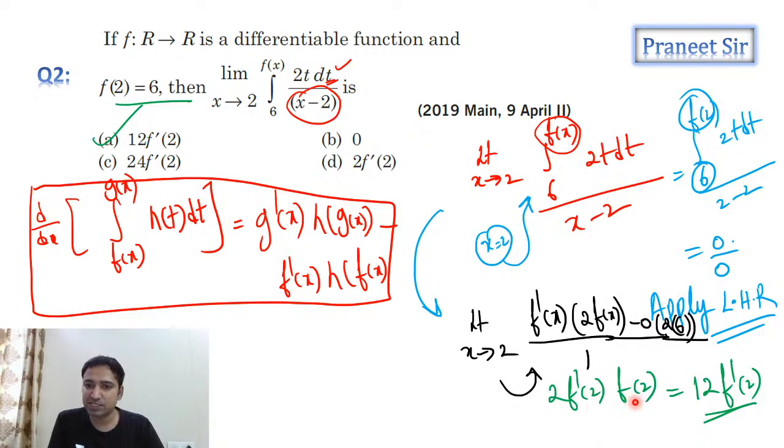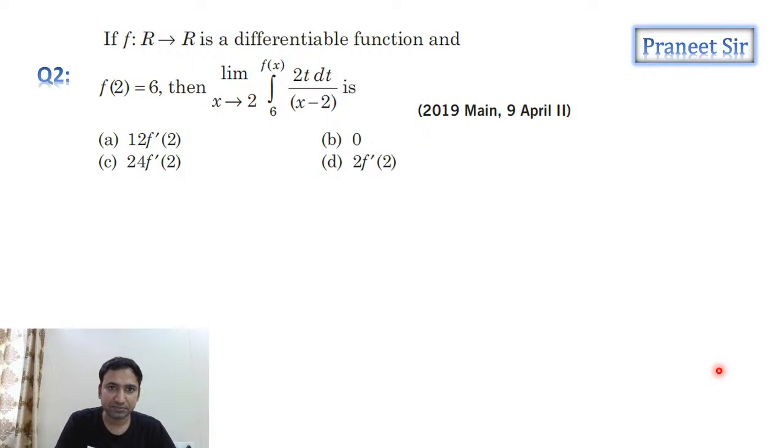So 2 into f dash 2 into f of 2 is equal to how much? F of 2 he already gave as 6. So if you substitute, we are getting 12 times f dash 2. Clear now? Right, guys. Chalo, let's move to the next question.